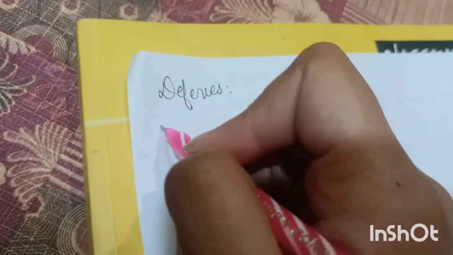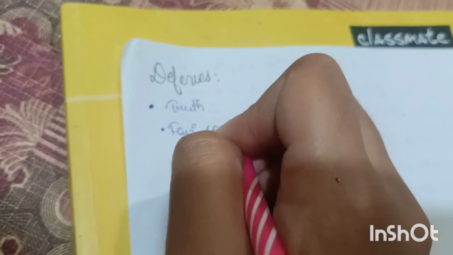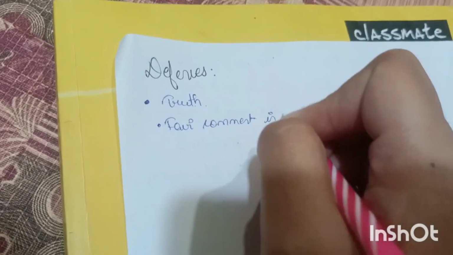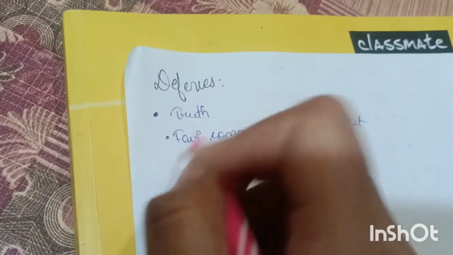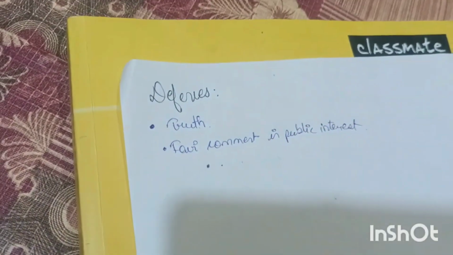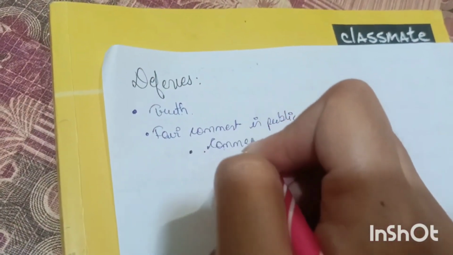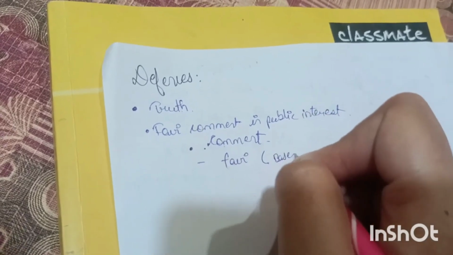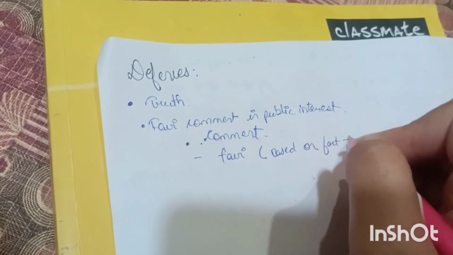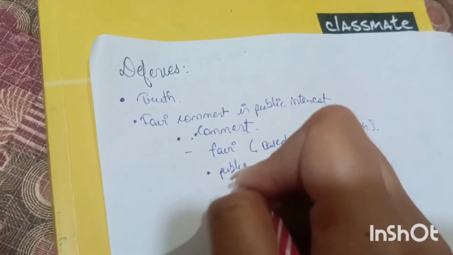So the defenses in this are that the statement should be truth, and second is fair comment in public interest. And fair comment should be fair, based on facts that are truth. Okay, and it should be in public interest.